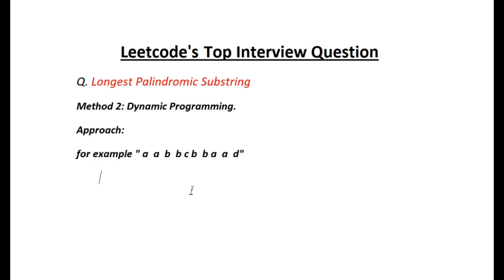So dp of I comma j. What is dp of I comma j? What are I and j? I and j basically mean I is equal to 0 and j is equal to n minus 1. That is, we have to find the longest substring which is a palindrome in the whole string. And for this we have to see if the substring starting at I and ending at j is true or false, whether it is a palindrome or not. So it depends on two factors basically.